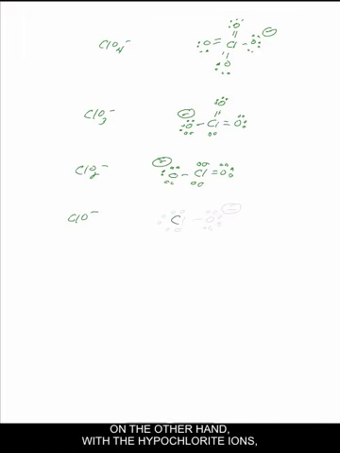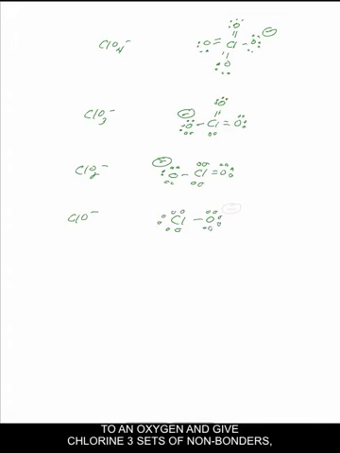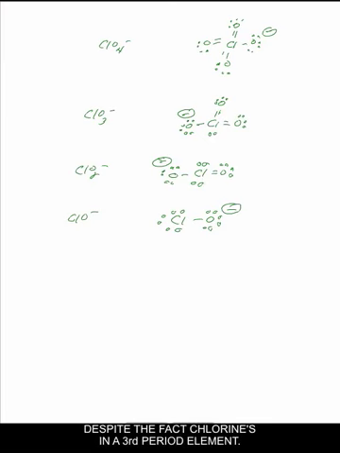On the other hand, with a hypochlorite ion, interestingly, if I bond a chlorine single bonded to an oxygen and give chlorine 3 sets of non-bonders, you really end up with a structure that's actually obeying the octet rule, despite, of course, the fact chlorine's a 3rd period element. You have analogous ions for bromine and iodine, perbromate, bromate, bromite, and hypobromite, but you don't have any of these for fluorine. And again, this reinforces the notion: fluorine is a 2nd period element, and 2nd period elements never exceed the octet rule.